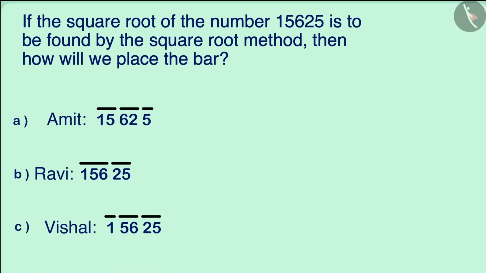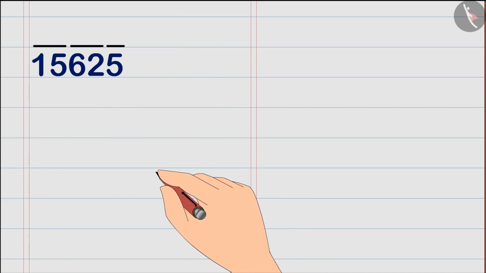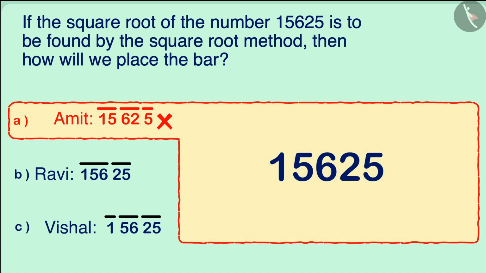Many children accept Amit's answer as correct. They place bars by pairing digits from left to right. But this is wrong. The correct method is that in order to make a pair of whole numbers, we always have to start from the units place, that is, from the right side, and then pair them with the digits on the left side.